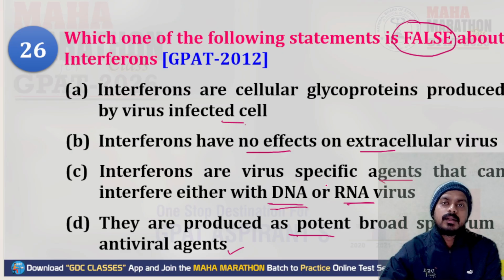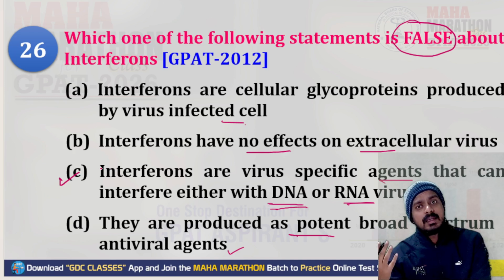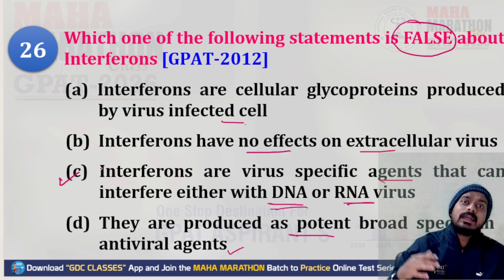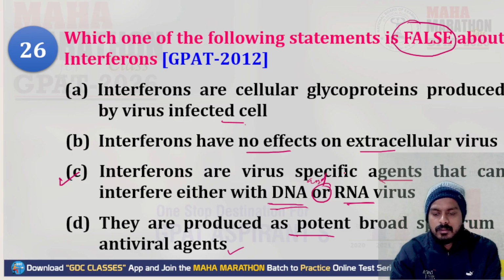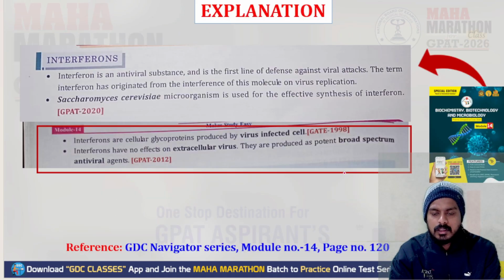So here the correct answer is option C. Why? Because interferons are specific agents, they can act against both DNA and RNA virus, not all. It should be 'and'. Okay. Next question.